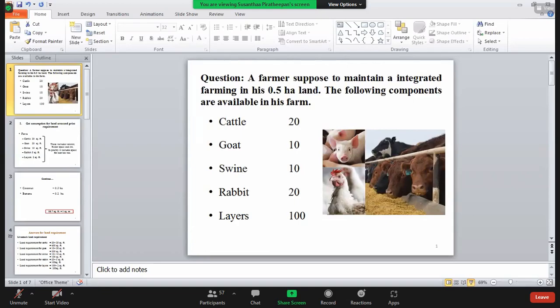Okay. So he's planning to rear the coconut in 0.5 hectares and banana in 0.2 hectares. And please note the conversion units. 0.7 square feet is equal to 1 square meter.